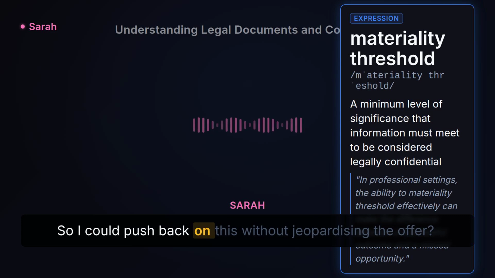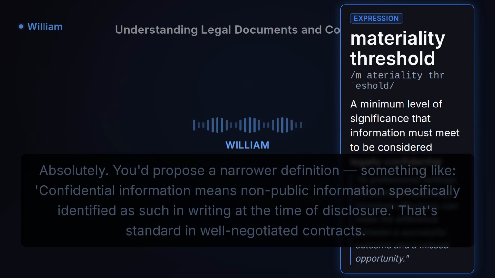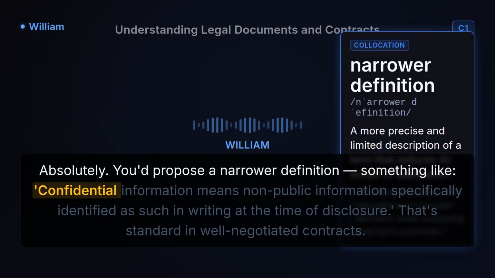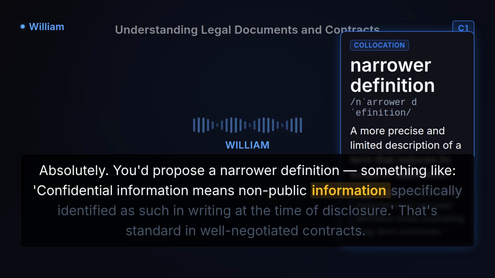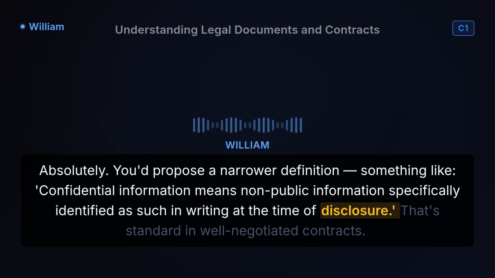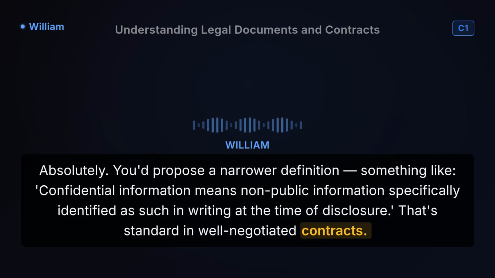So I could push back on this without jeopardizing the offer? Absolutely. You'd propose a narrower definition, something like, "confidential information means non-public information specifically identified as such in writing at the time of disclosure." That's standard in well-negotiated contracts.